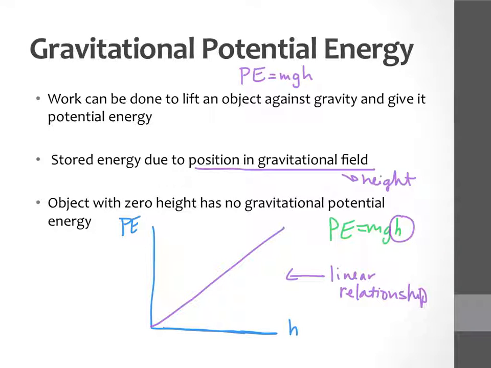That means if it's linear as opposed to exponential, they go up at the same rate and down at the same rate. So if height goes up by a factor of 2, so will the potential energy. As opposed to kinetic energy, if you notice, because velocity is squared, the effect is exponential.